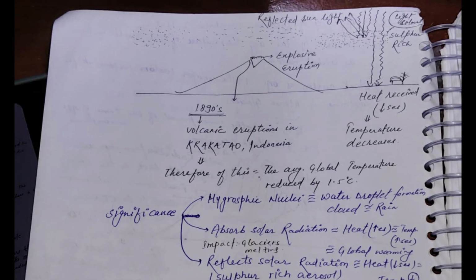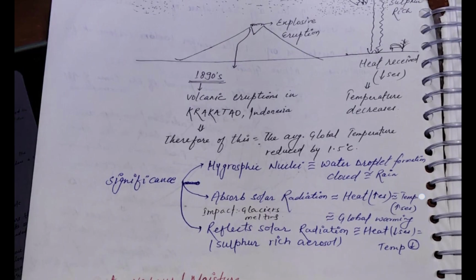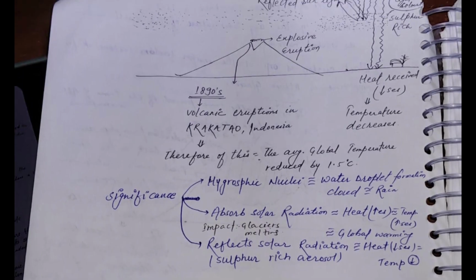For example, there is a volcano named Krakatau. It once erupted in the 1890s. What has been observed is that due to these sulfur-rich aerosols, the temperature of the Earth's surface decreased by 1.5 degrees Celsius.